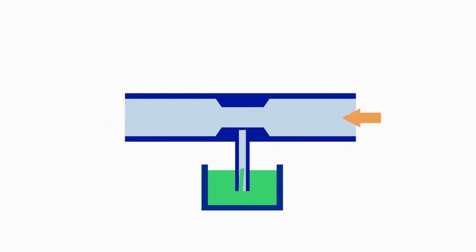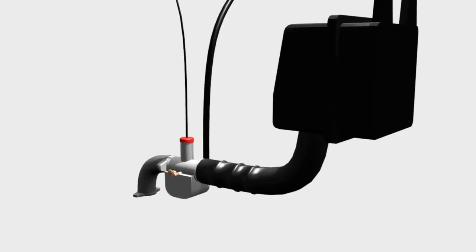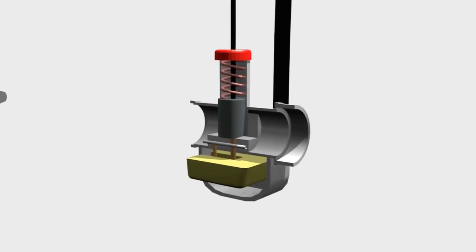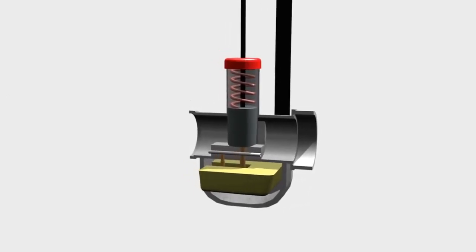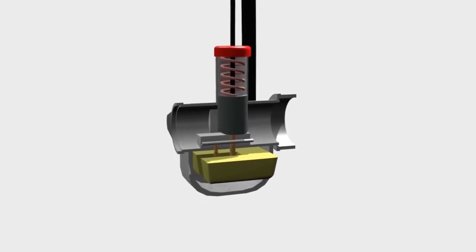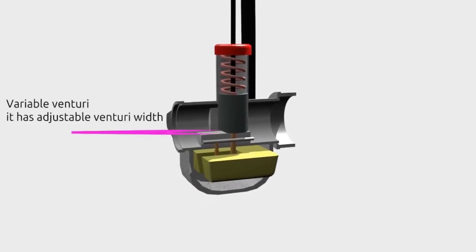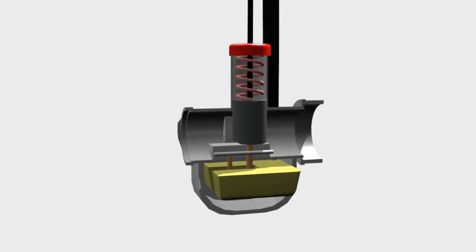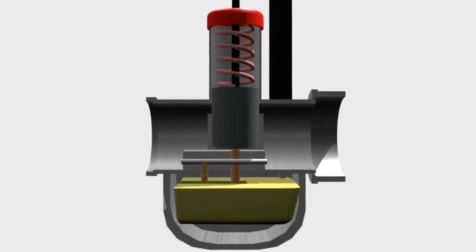But how does the carburetor control the engine RPM? Please see the anatomy of this carburetor. This is a variable venturi carburetor. In this type, controlling RPM is done by adjusting the width of the venturi. So before we go on, we should know some important parts of this carburetor.